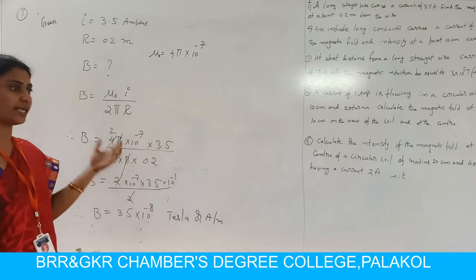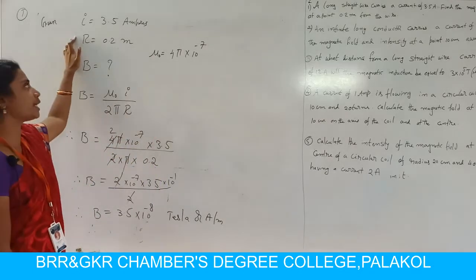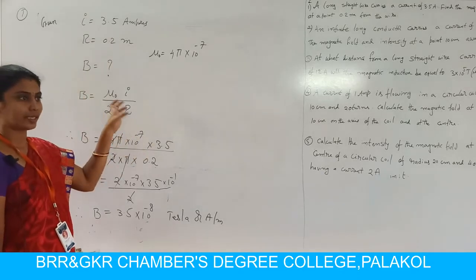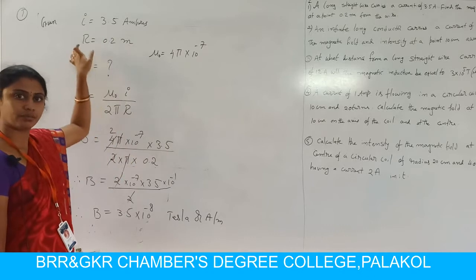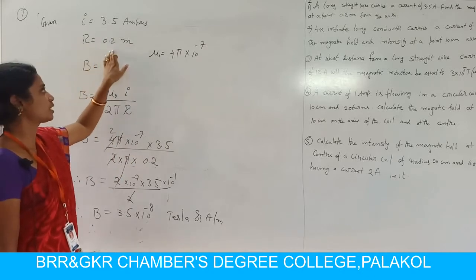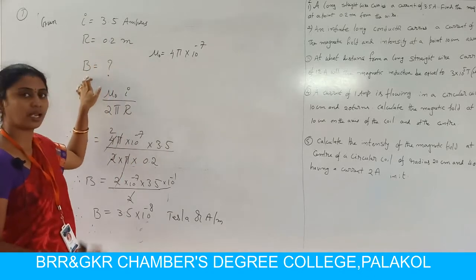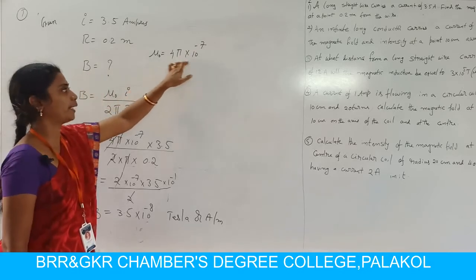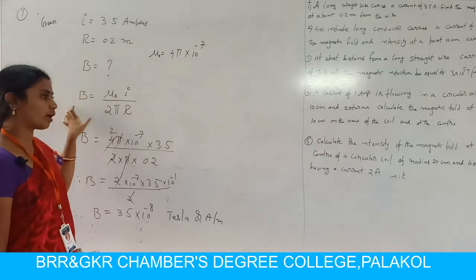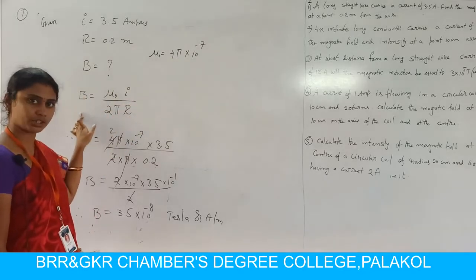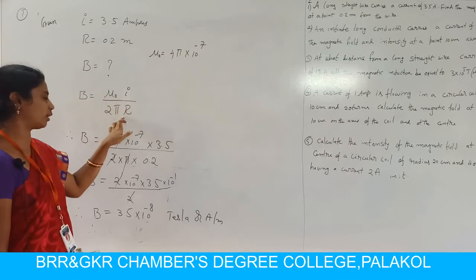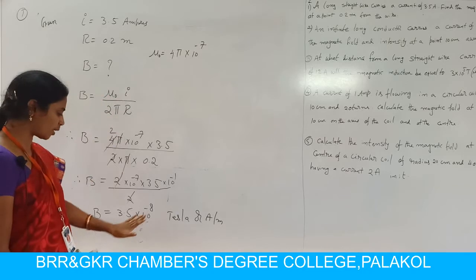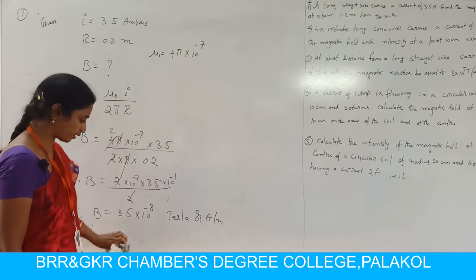In the first problem, the data given is I equal to 3.5 amperes, and the distance R from the point to the conductor, which is 0.2 meters, and we calculate the B value. Here we know mu naught, which is 4 pi into 10 power minus 7. The formula for straight wire magnetic field induction is B equal to mu naught I by 2 pi r. By substituting all the terms and cancelling, we have B value as 3.5 into 10 power minus 7.